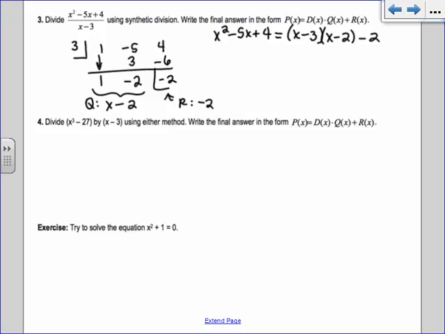Are we going to have to put it in that form? It depends on what I ask for, yeah. Okay. All right, so next one.